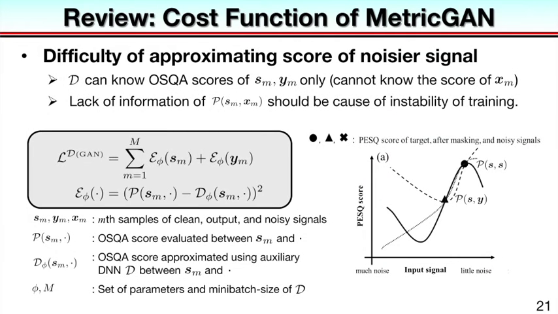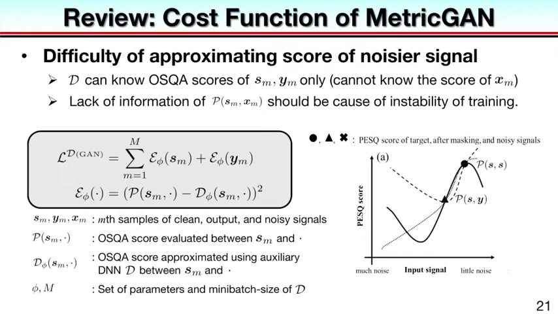To design a new cost function, we review the cost function of metric gain. The cost function for OSQA score approximation is expressed by the following equation. Also, this figure is the OSQA approximation using the cost function of metric gain. The vertical and horizontal axes are OSQA score and input signal. The solid line is the true OSQA function, and the dotted and dashed lines are the approximated OSQA functions of D.